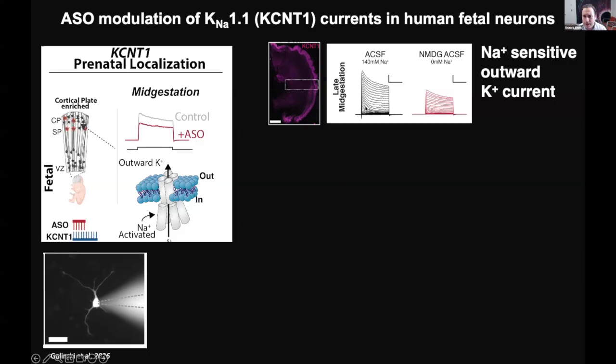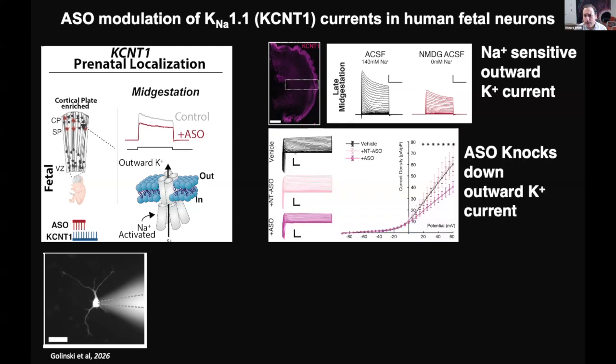There is a functional KCNT1 signal in the mid-gestation cortex. Next thing we wanted to know is, can we modulate this KCNT1 current in these neurons? And using the ASO that I previously described from the stem cell-based studies, we were able to target this RNA in these prenatal neurons to decrease the amount of protein expression in these cells.